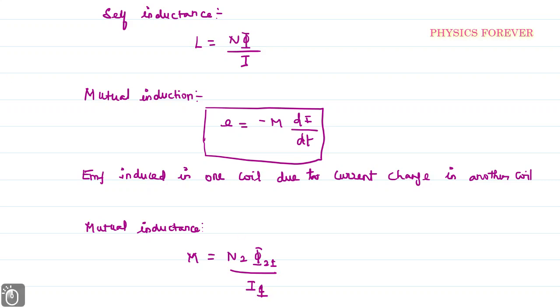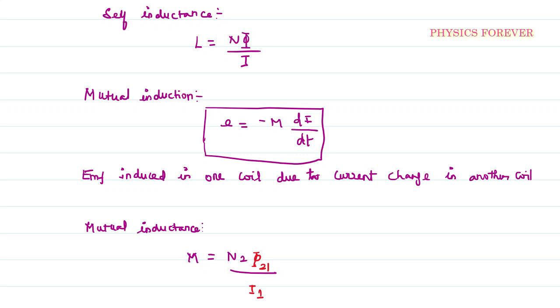Why do we put 2 and 1 here? Here we have to use two coils. For self inductance we use one coil, and there is no need for any numbers. Here we use two coils, so only then we represent 2 and 1. So this is the definition for self inductance and mutual inductance.